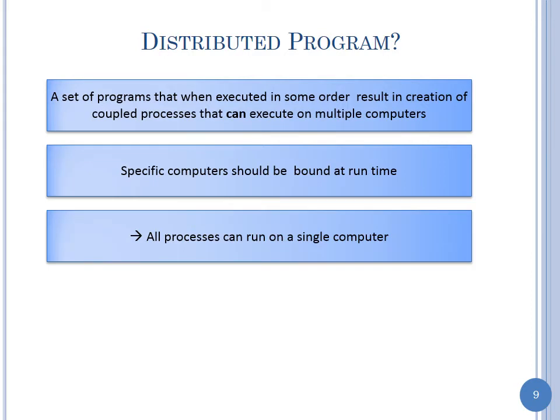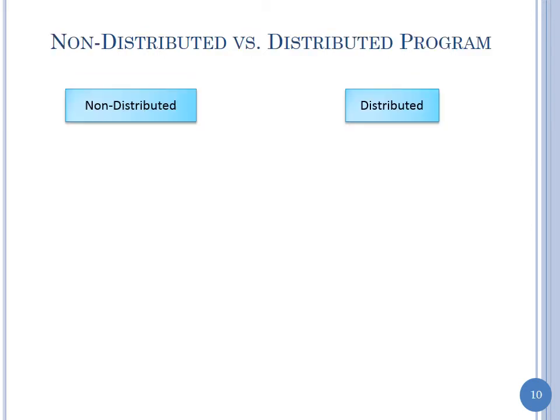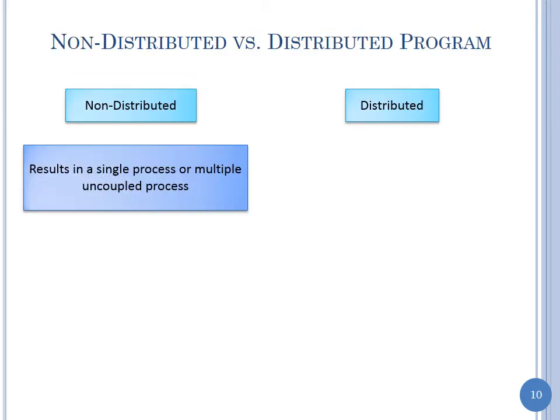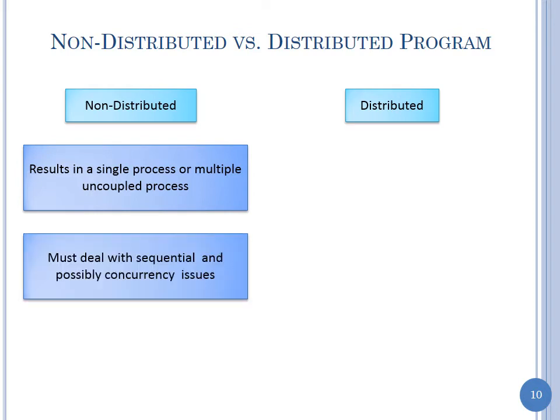So this implies that all processes can run on a single computer, and we'll still call that a distributed program. A non-distributed program results in a single process or multiple processes that are not connected to other processes. This definition is not quite as precise as I just said. And you must deal with sequential and possibly concurrency issues. That program might have threads in it, so you have to deal with concurrency issues there.